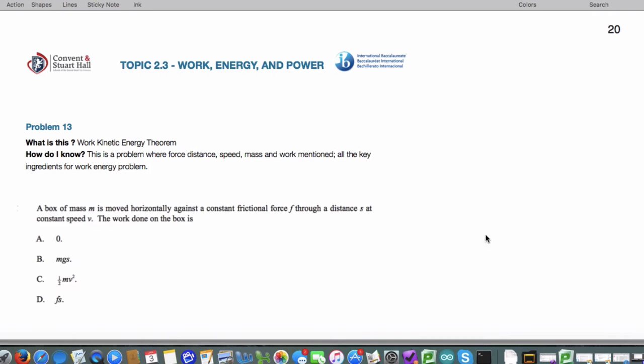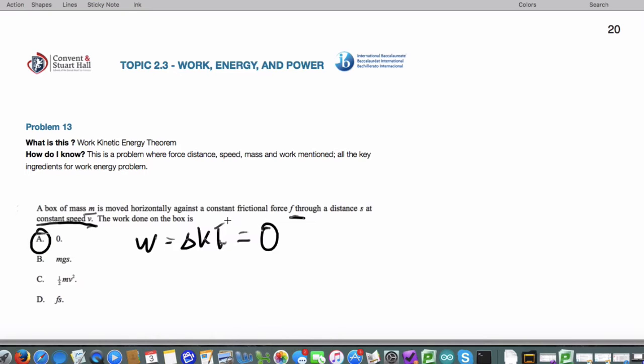And then number 13, we got forces, we got speeds, we got distances, and we want to get the work done on this box. And here's the thing, it's moved at constant speed. So what does this mean? Work is the change in kinetic energy, and the change in kinetic energy is 0.